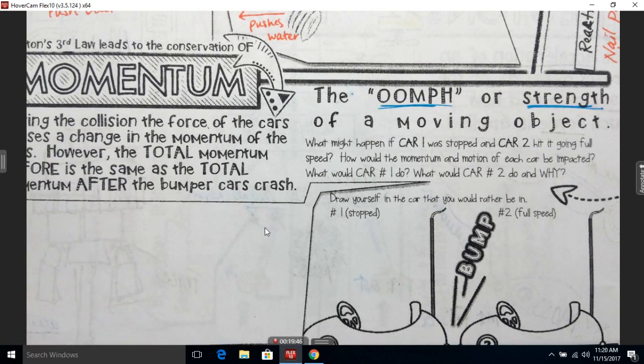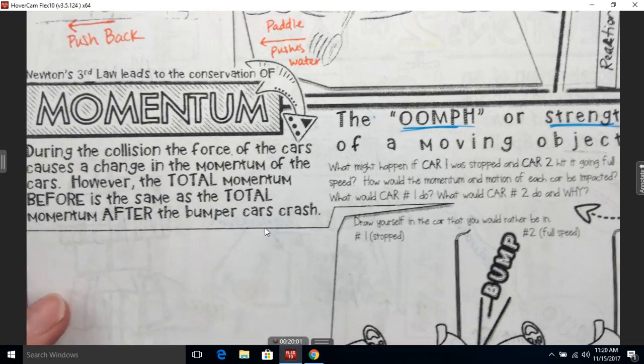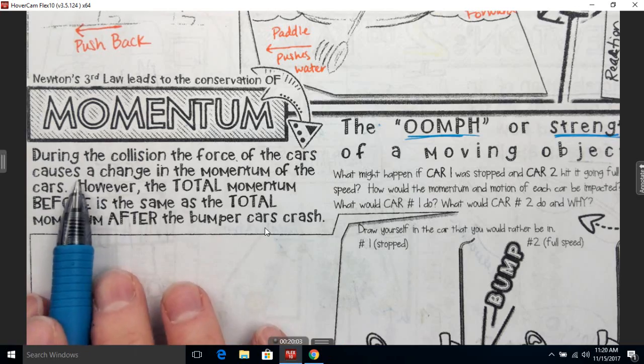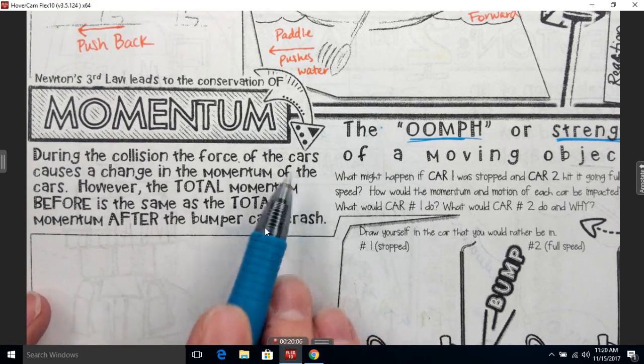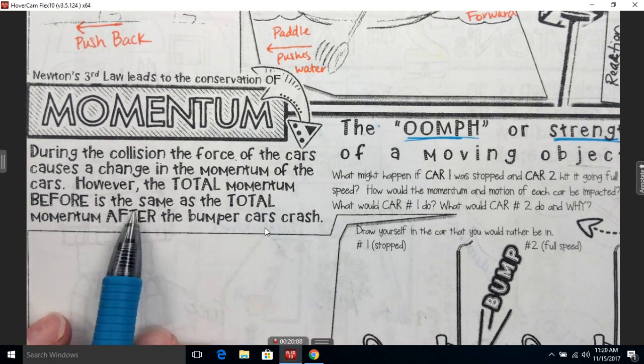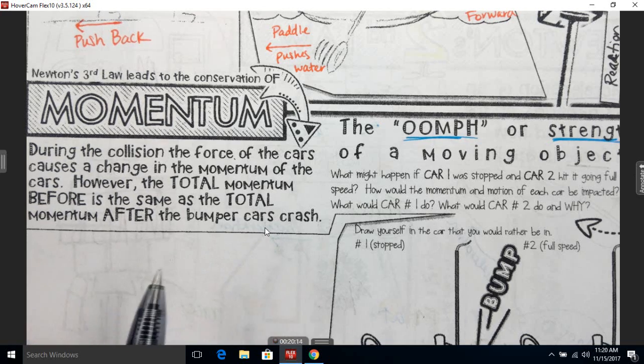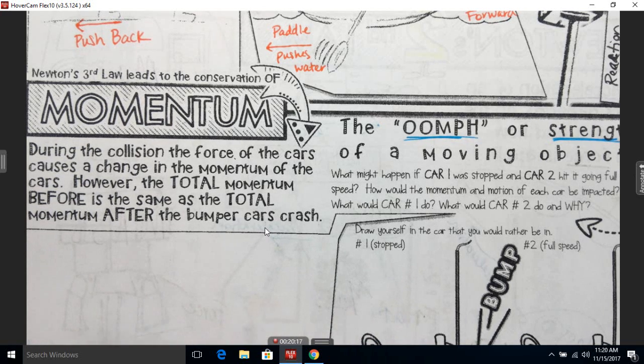It's how much punch you're going to pack. Like when they say, man, he packs a punch. It's the one yesterday where I said I'd rather be hit by the car than the big bulldozer thing. During a collision, the force of the cars causes a change in momentum. But the total momentum before the crash is the exact same at the end. They just trade it off.